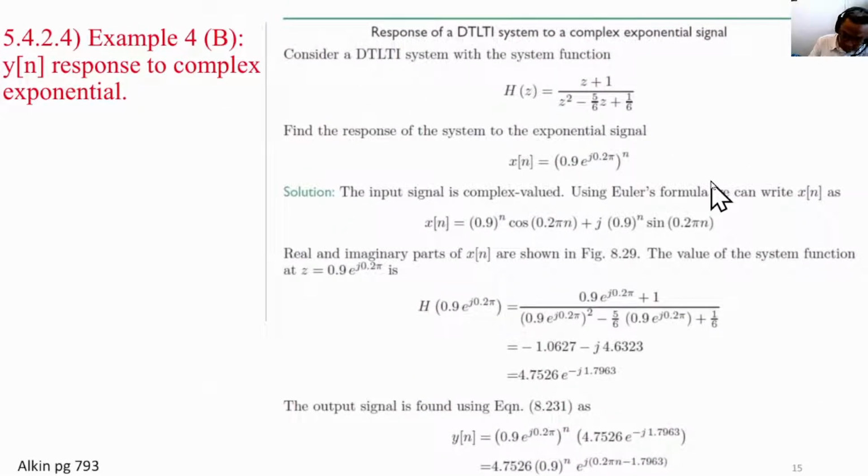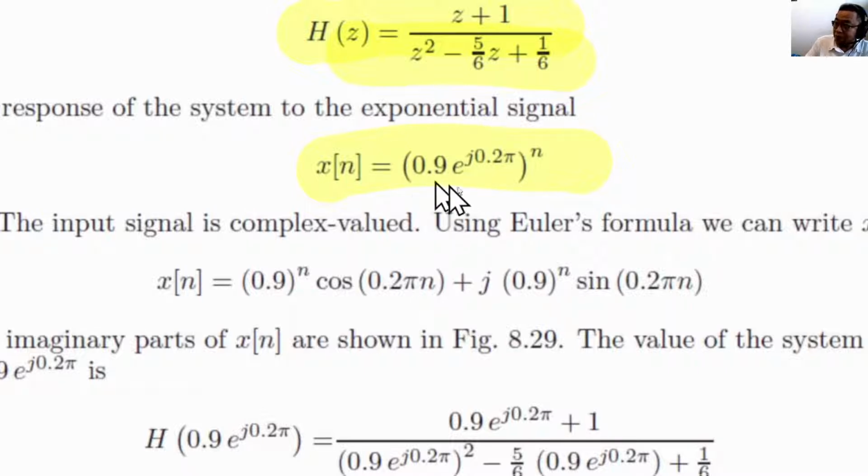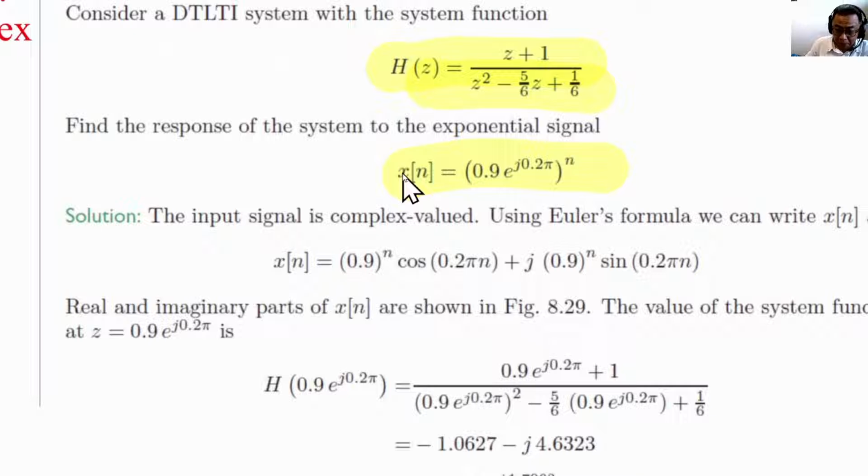In this example, we are given the transfer function first. We are also given an input, which is a complex exponential. It is rotating at 0.2 pi radians per sample, and it is a decaying exponential because this is 0.9 to the power of n. If you prefer to visualize the complex exponential as cosine plus j sine, then this is the same. But we do not need to do that. Actually, it is preferred that you work in the polar notation of 0.9 or complex exponential notation in this way.